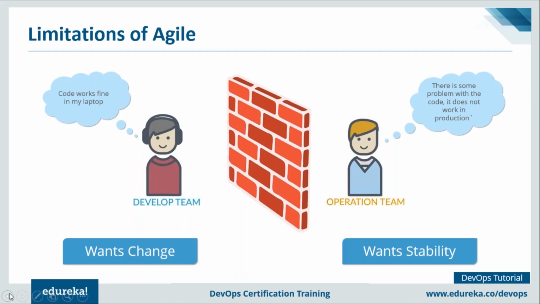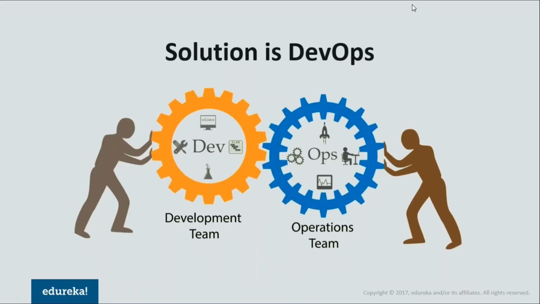Fine. Let me give you a quick recap of the things we have discussed till now. We have discussed quite a lot of history. We started with the traditional waterfall model, and we understood its various stages and its limitations. Then we went ahead and understood what exactly the agile methodology is, how it is different from the waterfall model, and what its various limitations are. So this is what we have discussed till now. Now we are going to look at the solution to all the problems that we have just discussed, and the solution is none other than DevOps.